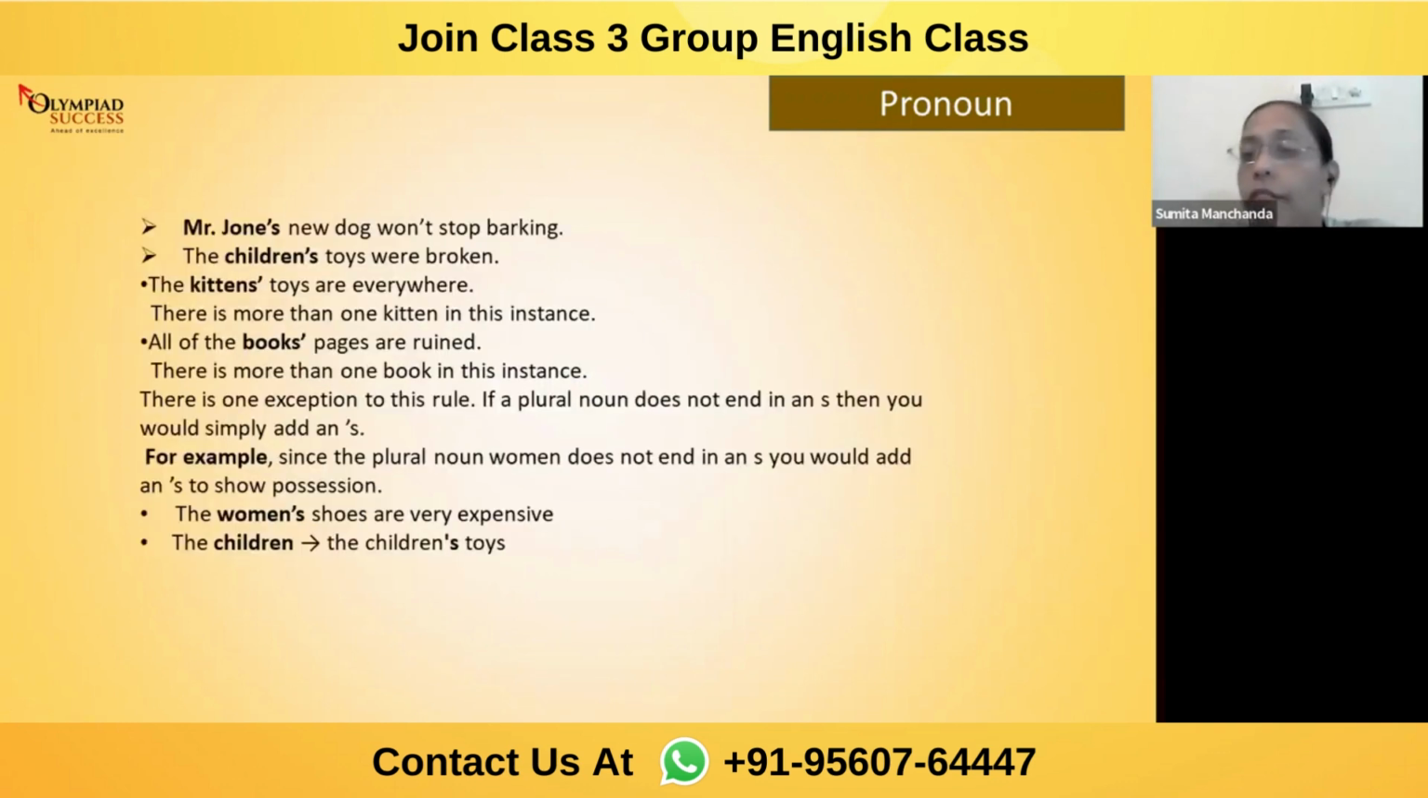The kittens' toys are everywhere. Now see, I'm talking about many kittens over here, and there are many toys. Navya, again you're talking. Please concentrate here. Kittens' toys are everywhere. There are many kittens and many toys, and those toys belong to those kittens. So I'm using S and then apostrophe because kittens over here is plural. There is more than one kitten in this instance.